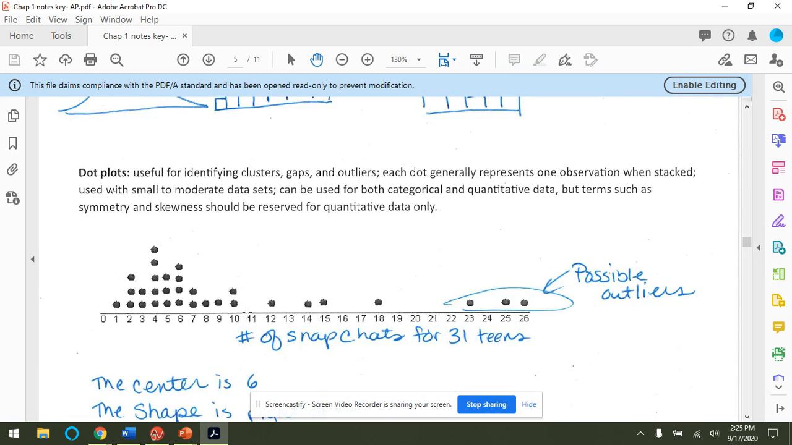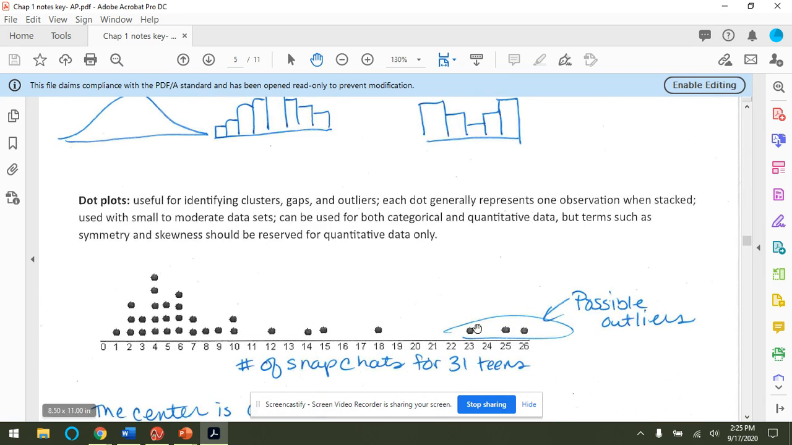Okay, if we talk about a dot plot, here, if I give you this example of the number of Snapchats that 31 teens sent, okay? If you look, all right, I already circled that these are possible outliers. Hopefully you agree with that. They're high. I'll talk later about how we can test for outliers tomorrow or in a couple videos. But we've got our general shape of our dot plot here. So what I want you guys to do is figure out what the center is, what the shape is, and what the spread is of this data set.